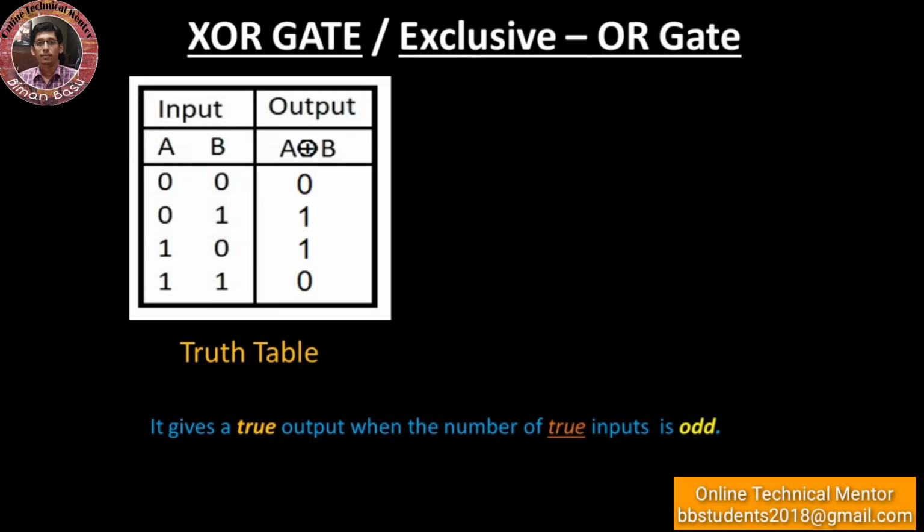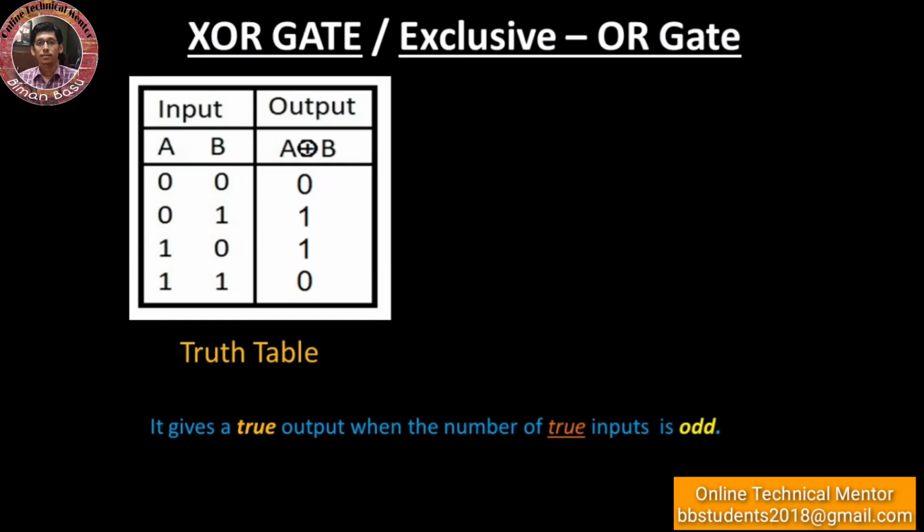In some cases, it is also said that when both the inputs are equal, that is in the first case and in the last case, the output will become 0, and when the inputs are dissimilar, that is in the second and the third combination of input, it will give you a 1 output. But this is not true for 3 input, 4 input, or more than 2 input XOR gates. So keep it in your mind. It gives a true output when the number of true inputs is odd. So if you count an odd number of 1s in the input, then only you will write 1 in the output.